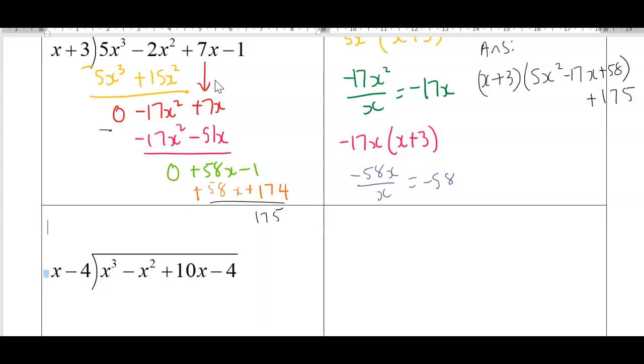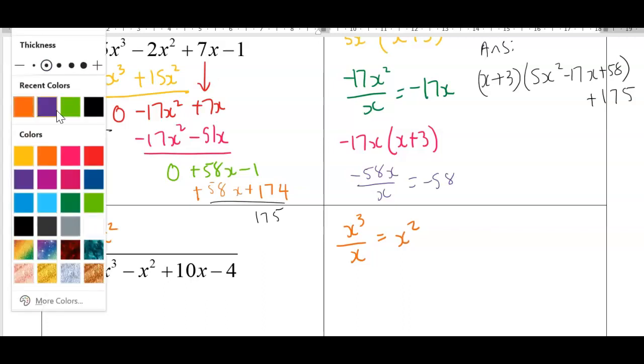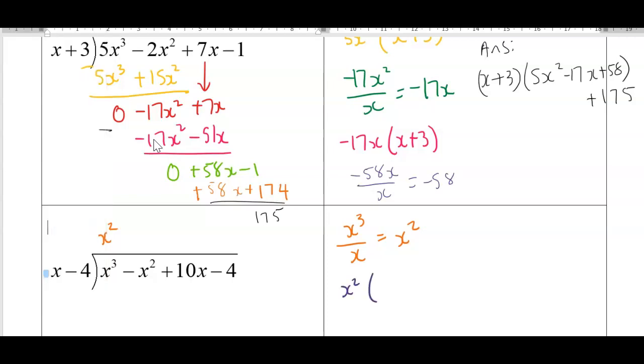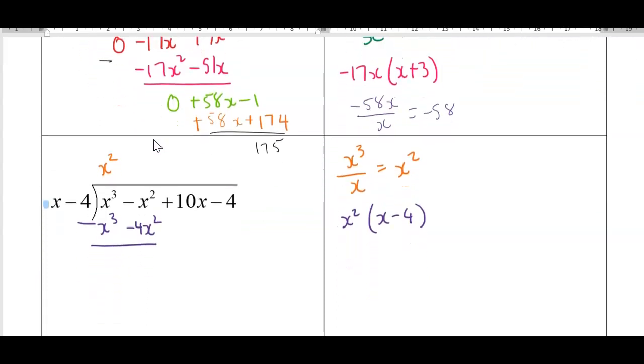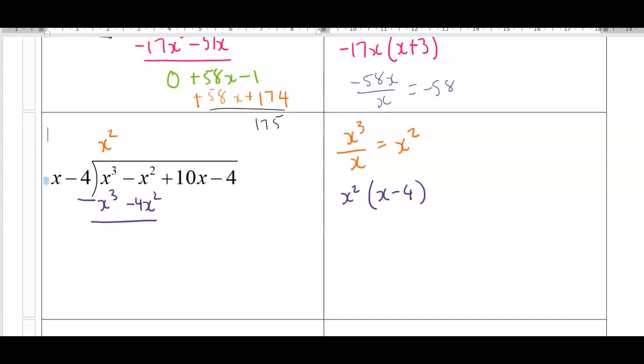All right, let's get this party started. So we've got x cubed over x gives you x squared. And then we're going to multiply that by our dividend. So that's going to give us x cubed minus 4x squared, and subtract them. So x cubed minus x cubed gives you 0, negative x squared minus minus 4x squared, so plus 3x squared, and bring that 10 down.